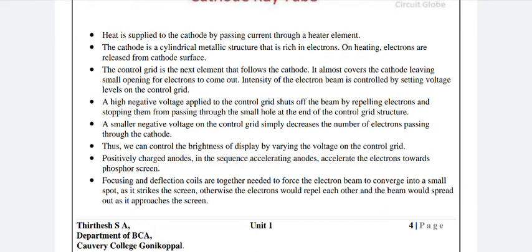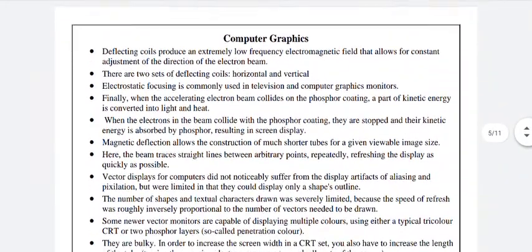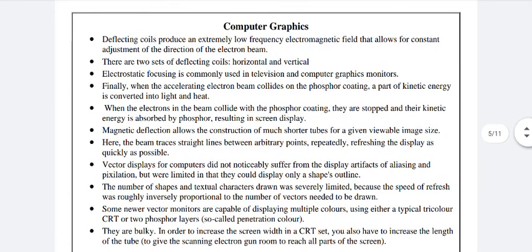A deflection coil serves a very low-level electromagnetic signal, hence the beam moves properly, so there will not be any ripple in between. When we speak of deflection coils, we have two types: one is the horizontal deflection coil and the other is the vertical deflection coil. Finally, electrostatic focusing is commonly used in televisions and computer display units.